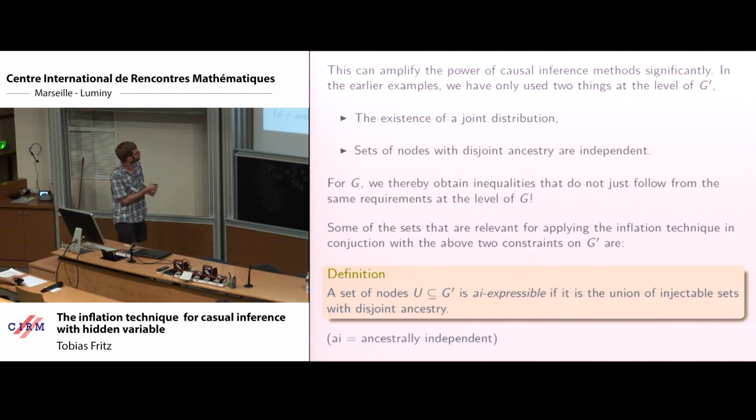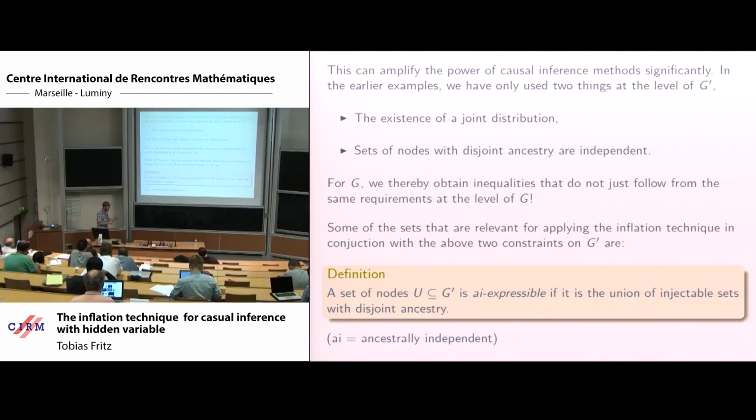So for the injectable sets, we know explicitly that the marginal distributions are the same as on G. And this condition we can apply to the sets that we call AI expressible. The AI here stands for ancestrally independent. Well, in this session one might think it stands for something else. AI expressible means that it's a union of injectable sets having disjoint ancestry. In this case, we obtain that factorization.